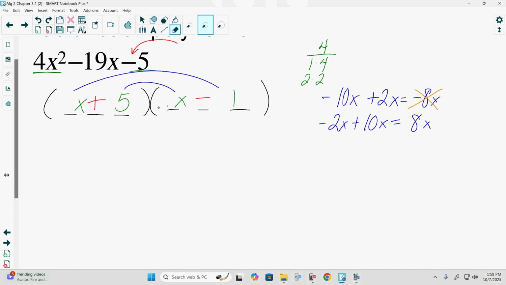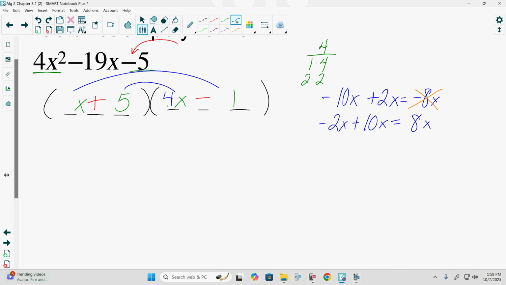Now, since there are no other factors of 5 that we could do with 2 and 2, we're going to have to change 2 and 2 to 1 and 4. Where do you want to put the 4? Over here. All right, let's check it again.